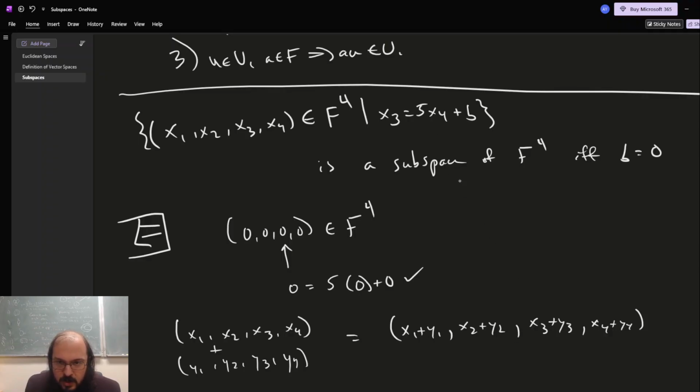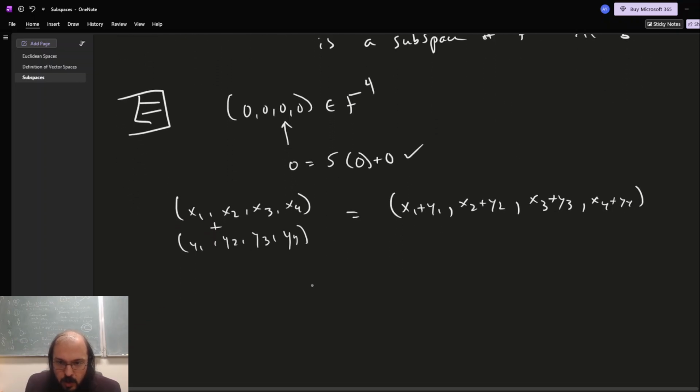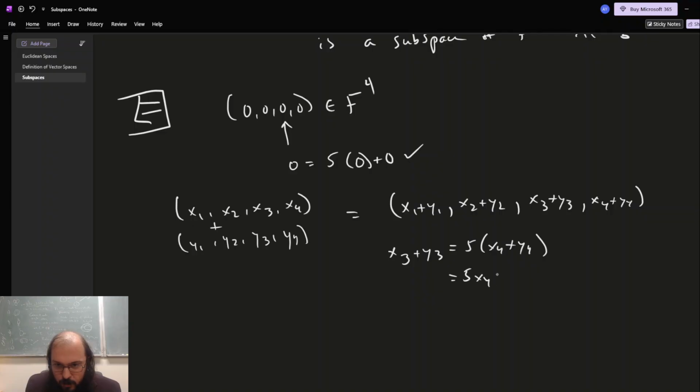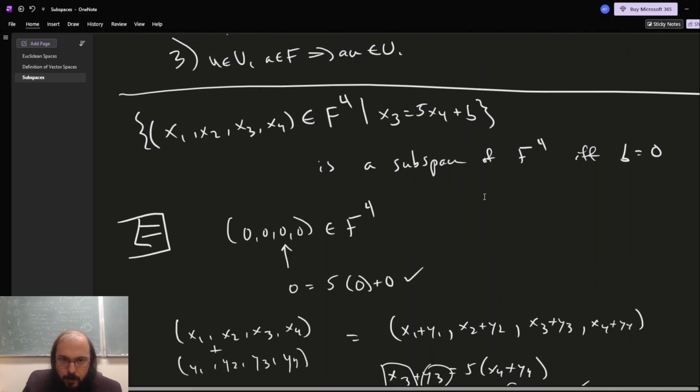Now, the rule is the third coordinate has to equal 5 times the fourth coordinate. So in other words, is it true that x3 plus y3 equals 5 times (x4 plus y4)? The answer is yes, because the distributive property gets me this. And I know that x3 is equal to 5x4, right? This one pairs up with this one, and this one pairs up with this one. So this equation is still true.